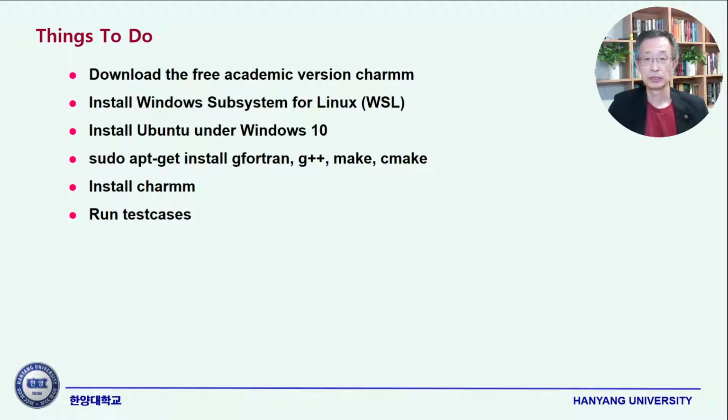Next, we'll install Linux. There are several Linux distributions available for your own choice. Here, I will install Ubuntu. On the Ubuntu, we'll install utilities that are needed to install CHARMM. Those are gfortran, which is the GNU Fortran 90 compiler, g++, the GNU C++ compiler, make and CMake.